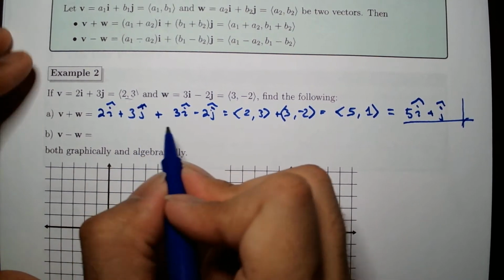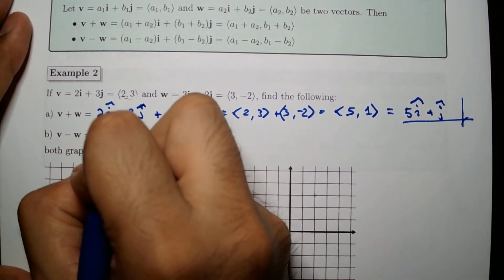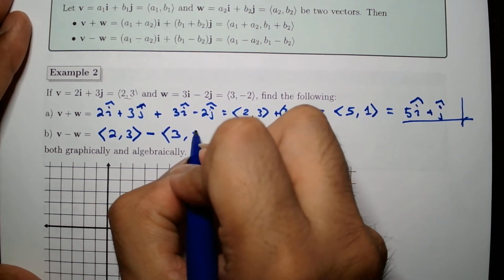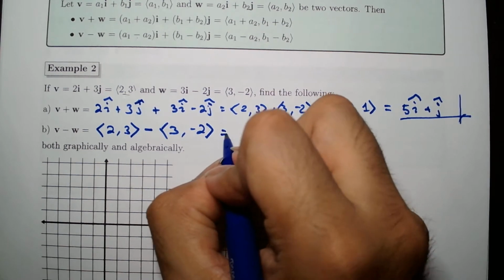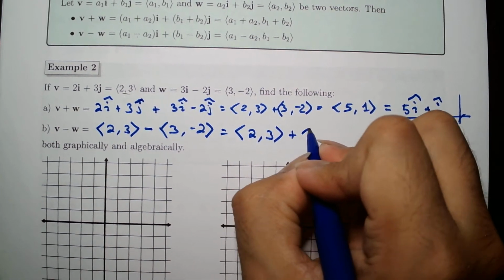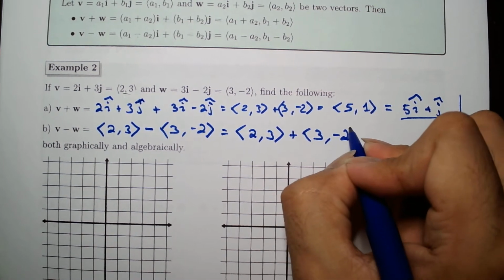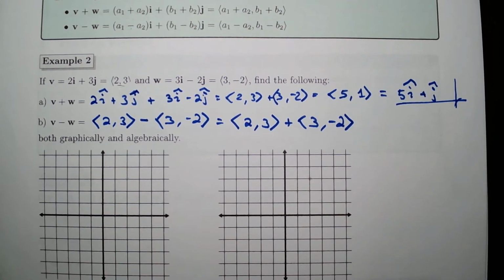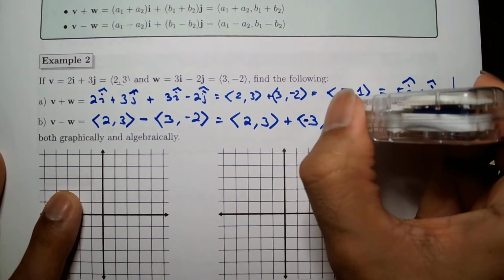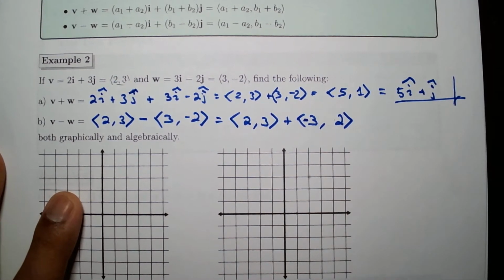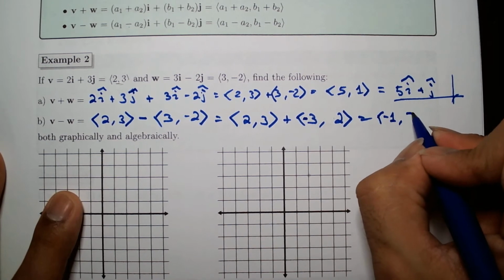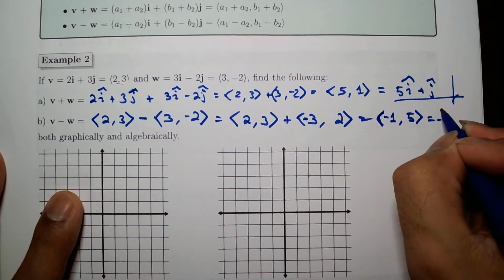Okay, so for the subtraction, I'm going to omit the ij notation and use this notation only. So v, which is 2, 3, minus, in this case, 3, negative 2. For the subtraction of vectors, subtracting a vector is the same as adding it, but we change the sign of the two components. Changing the sign of the components changes the direction of the vector, or the arrow in this case. So 2 minus 3 is negative 1, and 3 plus 2 equals 5. So that's negative i plus 5j.